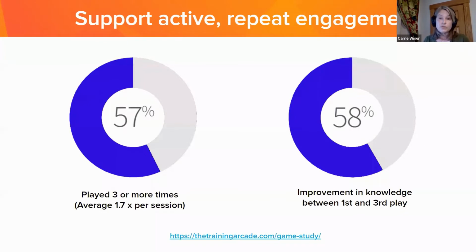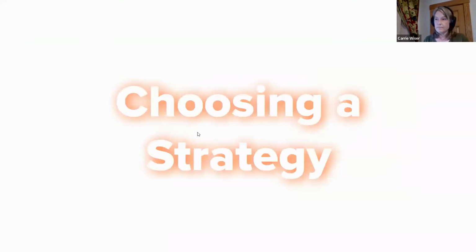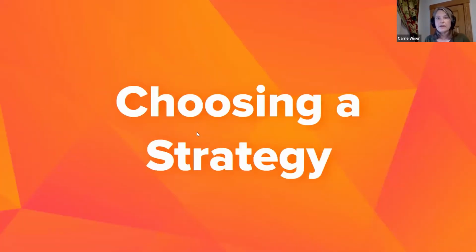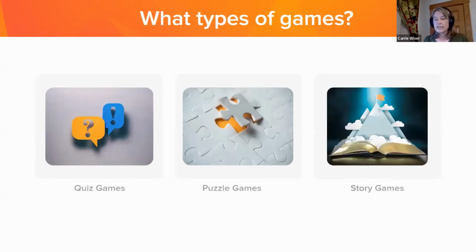And games really do support active repeat engagement. We all know that they're fun, so we would think that maybe they do. But we did a sample study of 2,500 games on the training arcade, and 57% of players played 3 or more times. And the average was more than 1 play per session. And the players who did play saw a 58% improvement in knowledge between the first and third attempt at play. So it's not only an interesting idea to include games, but it's actually a proven way to make it work. So now that you know that games are a good way to add to your spaced learning strategy, let's talk about how to choose which games to use.